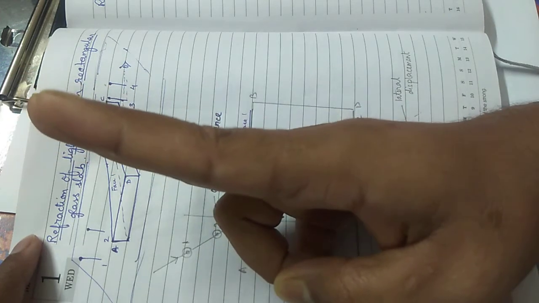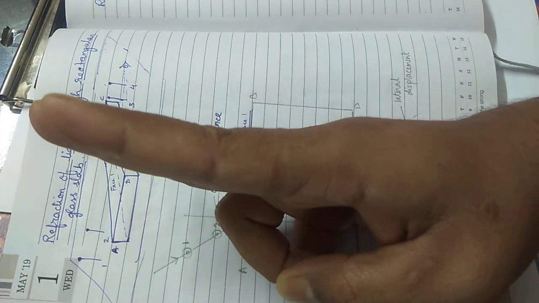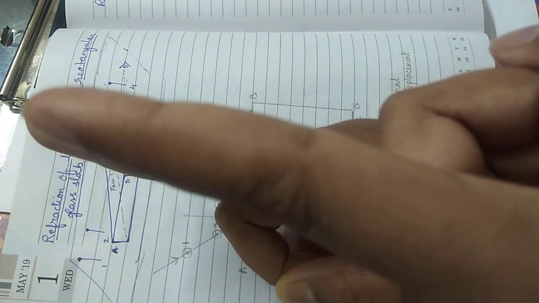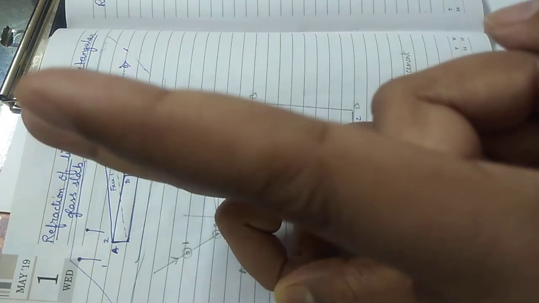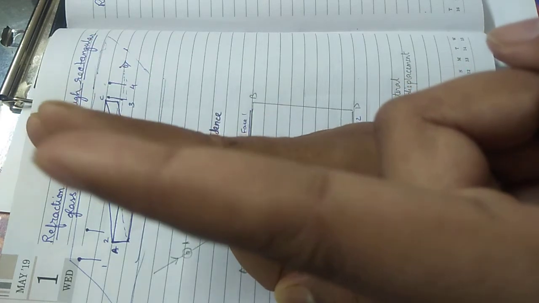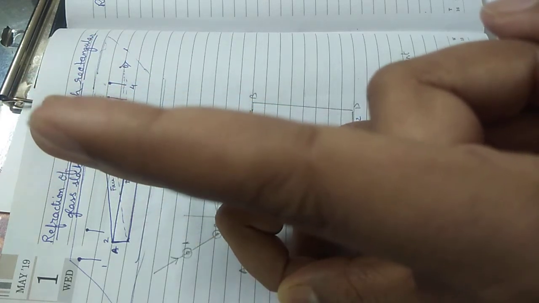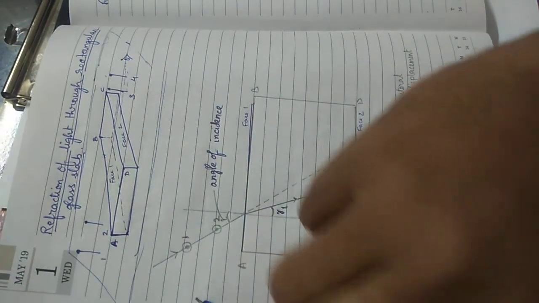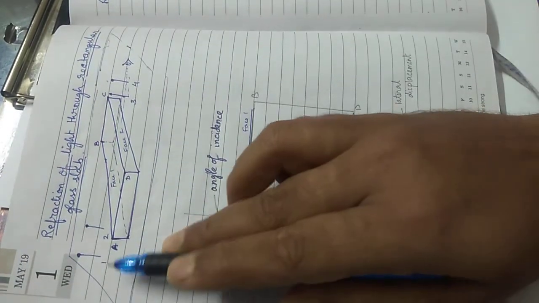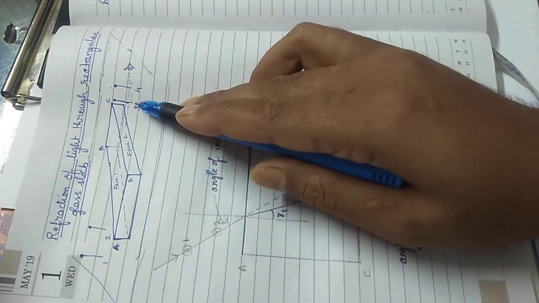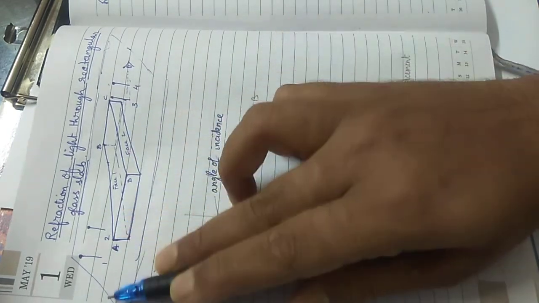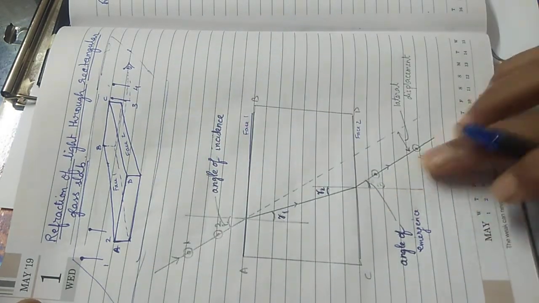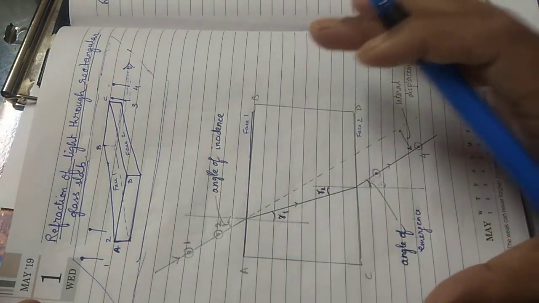Keeping these two pins in the same straight line, on the other side, the side where you are viewing, you place a third pin in such a way that all the three pins are in the same straight line. So that is what we have done here. Keeping these two in the same straight line, we place the third pin, and keeping the three pins in the same straight line, we place the fourth pin. Okay, so the practical is more or less over.